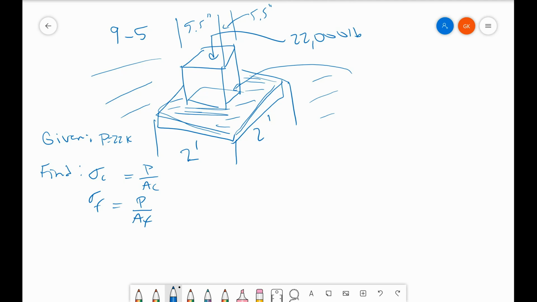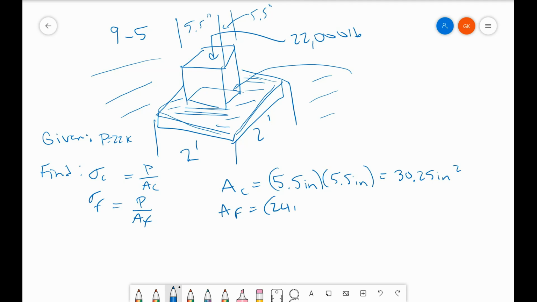Okay, now first off, let's calculate our area. And we're going to calculate it in inches squared because we always have PSI, pounds per square inch, or KSI, kilopounds per square inch. So let's do that first for the column. So A_C is going to be equal to 5.5 inches times 5.5 inches, which is going to come out to be exactly, let's see, I think it's 30.25 inches squared. Yes, 30.25 inches squared.